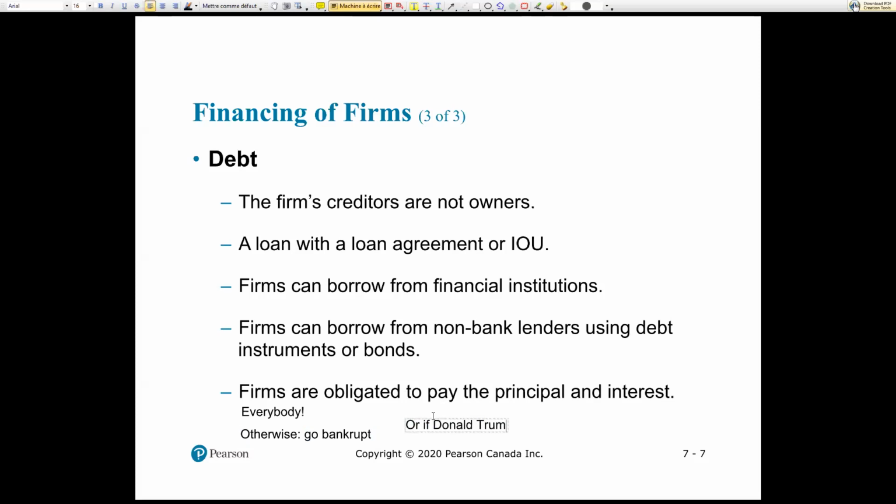Or if you're Donald Trump, you just don't pay back. But yeah, not going to write this. I don't want to be provocative, but yeah, you can go to court and never pay back people, but normally you don't do that. All right.